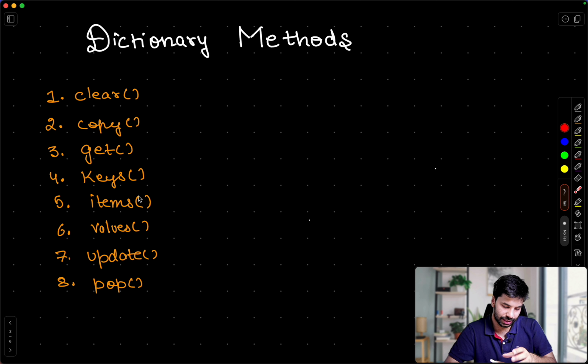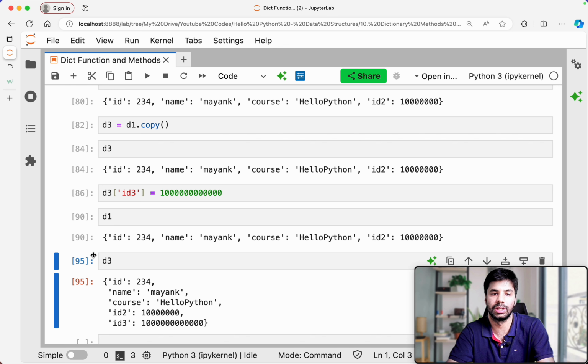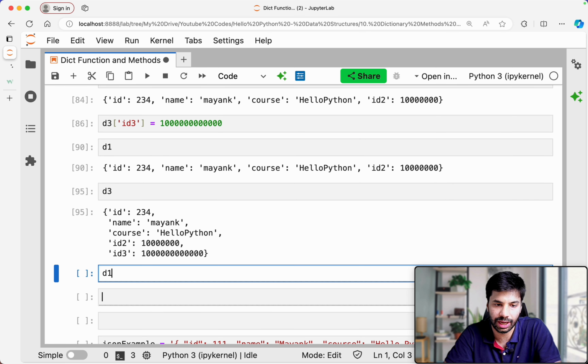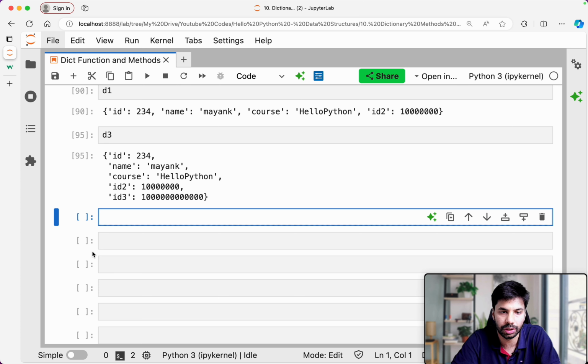Now we have already seen the get method, keys, items, and values methods. The next one is update, so let us see the update as well. If I have d1.update, everyone, now let us see about the update method. Okay, so let us start. Also, let's say we have a dictionary here, d3, as you can see. First, let us try to see the definition of update.